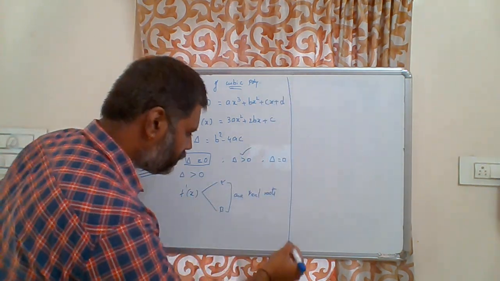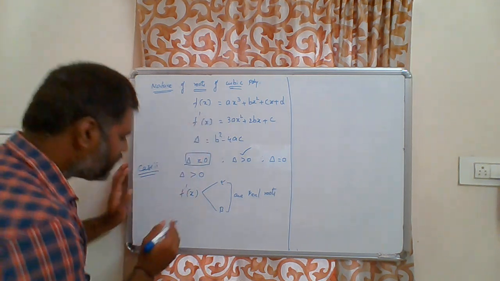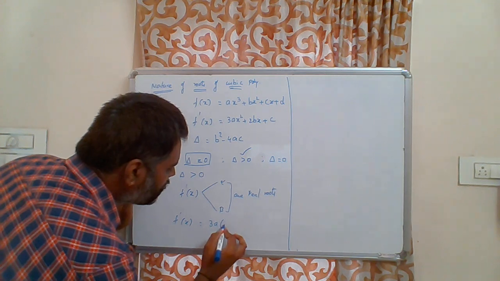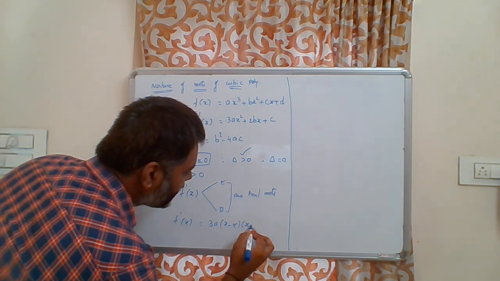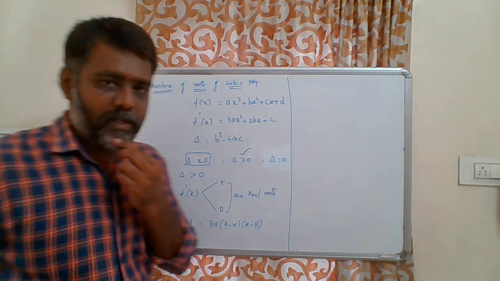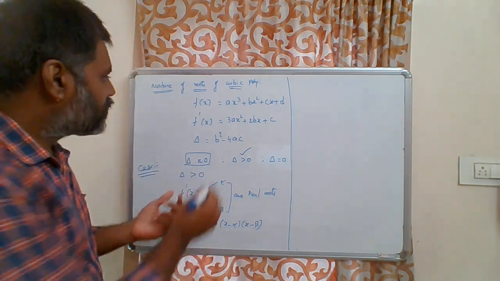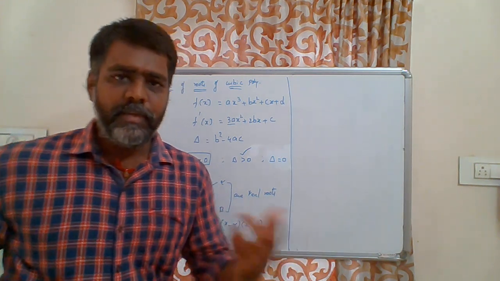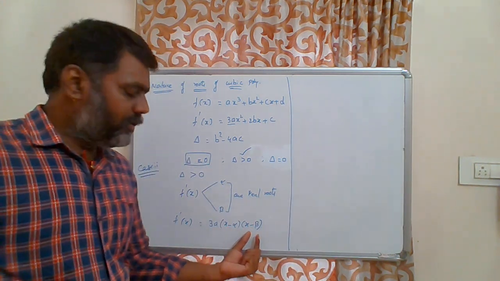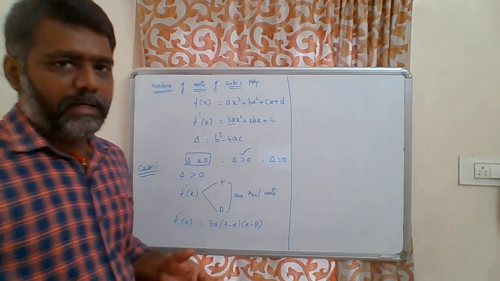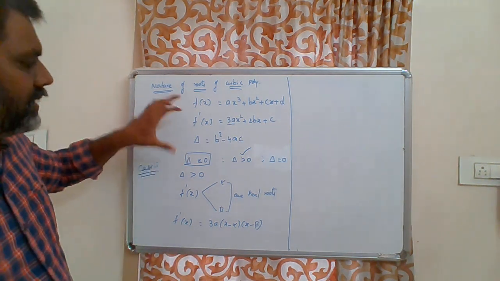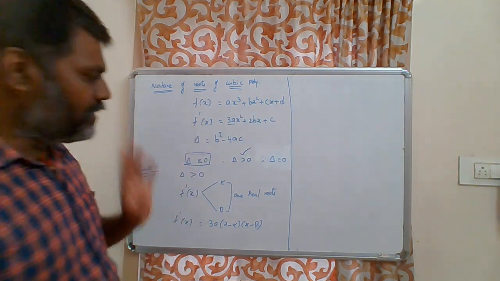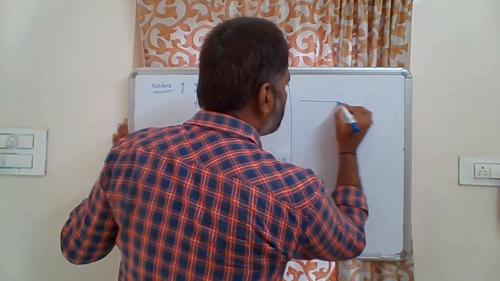Now we can write the f dash of x value as 3a times x minus alpha into x minus beta, by the concept of quadratic equations. 3a, because that is the x square coefficient here. So 3a of x minus alpha into x minus beta. Okay, now this is the condition. Now by using the wavy curve method we have to calculate it. It is a good way to calculate it. Let us take the wavy curve method.